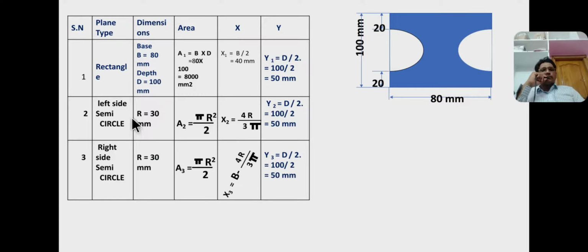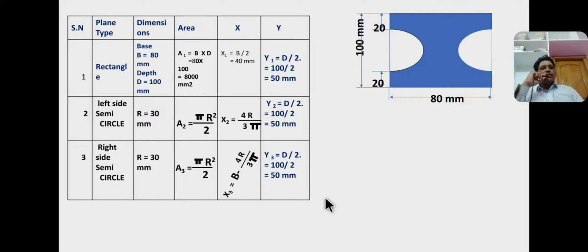And for the left side semicircle, radius r equal to 30 mm. Therefore area 2 equal to pi r square by 2. Similarly area 3 is also the same semicircle having the same dimensions. Therefore area 2 equal to area 3 equal to pi r square by 2. Now x2 equal to 4r by 3 pi, and y1 equal to y2 equal to y3. x2 equal to 4r by 3 pi, from here to here. Next x3 equal to total base 80 minus 4r by 3 pi.